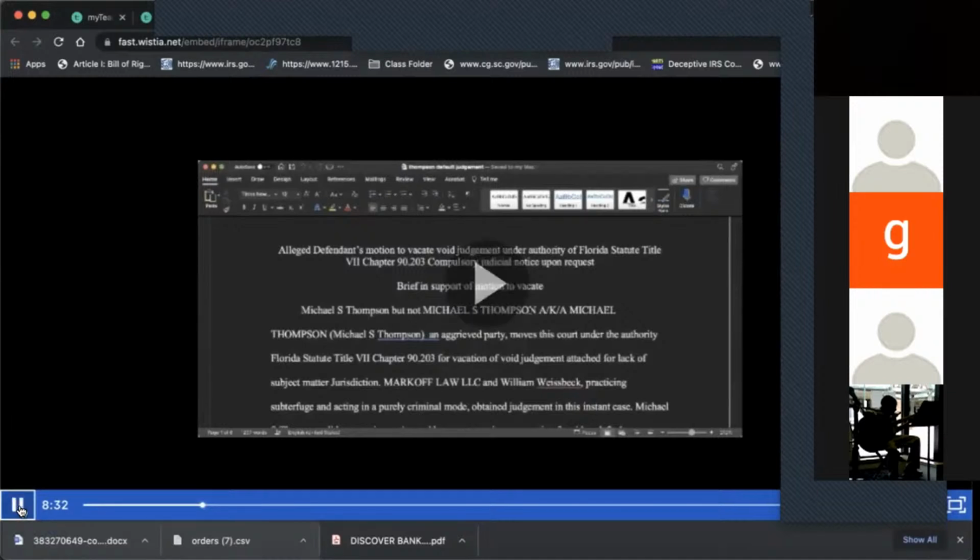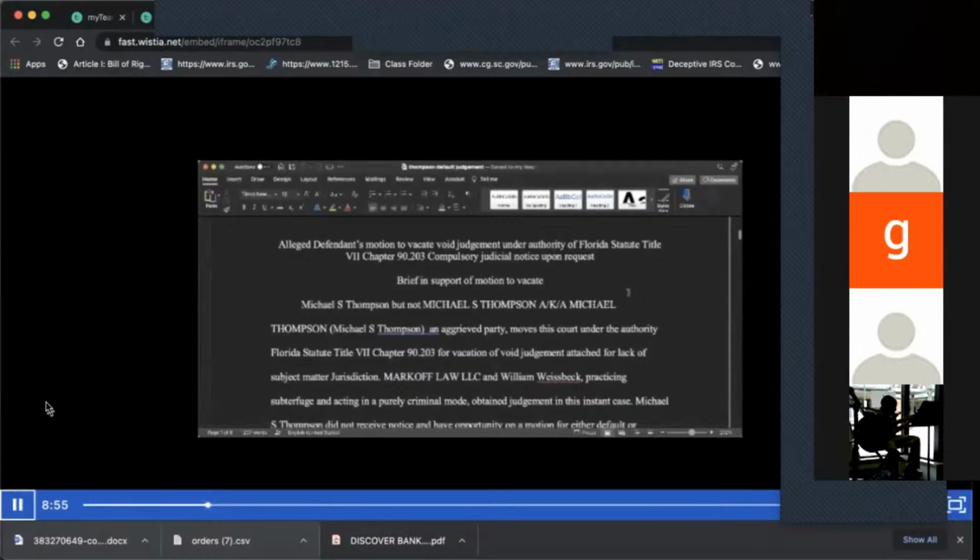All right. This one, the authority of Florida Statute Title, I think that's, what is that, 7? What Roman numeral is that? 6? Or 7? 7, right. Yeah, okay. Chapter 90.203, compulsory judicial notice upon request.